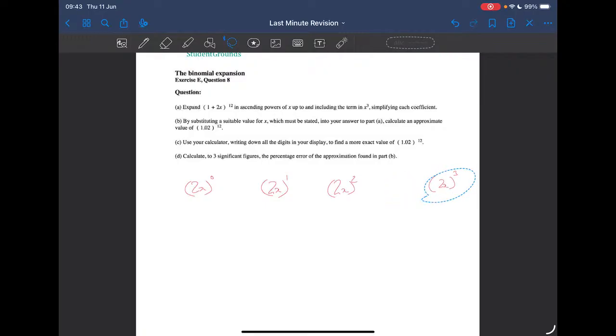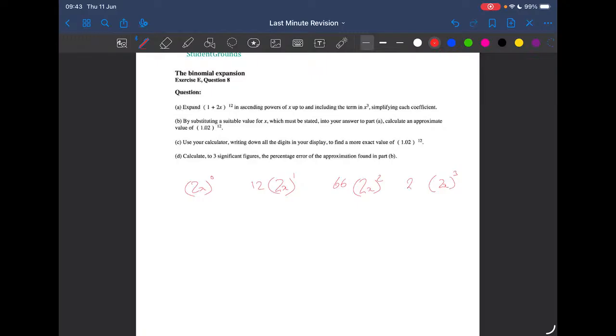Let's move that one across a little bit. We have a 1 at the front, so no need to worry about that, because it's going to be 1 to the 12, 1 to the 11, 1 to the 10, 1 to the 9, but that's always just 1. And then we need the choose bit, so 12 choose 0 is always just going to be 1, and then 12 choose 1, which is 12. And then we need 12 choose 2, which is 66, and then 12 choose 3, which is 220.